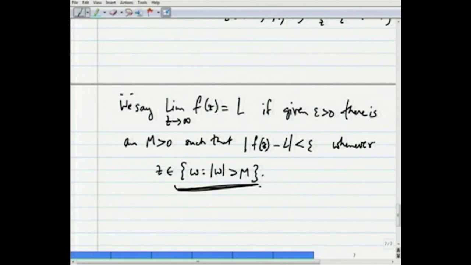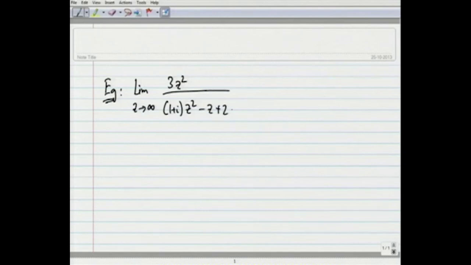So, whenever z belongs to a neighborhood of infinity, if we are able to control the neighborhood of infinity using this m, such that the modulus of f of z minus a complex number L is strictly less than epsilon for any given epsilon, then we say that the limit as z goes to infinity of f of z is L. As an example of the limit as z goes to infinity, let us consider the following. Show that the limit as z goes to infinity of 3z squared by (1 plus i) times z squared minus z plus 2 exists and is equal to 3 by 1 plus i. Okay, so show.